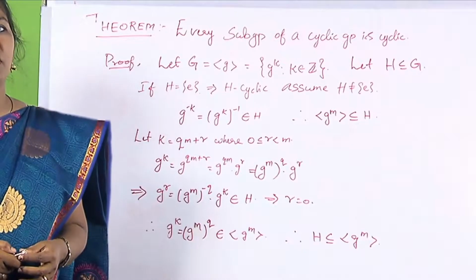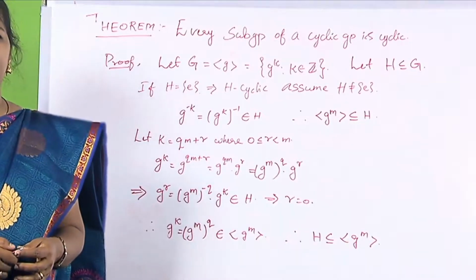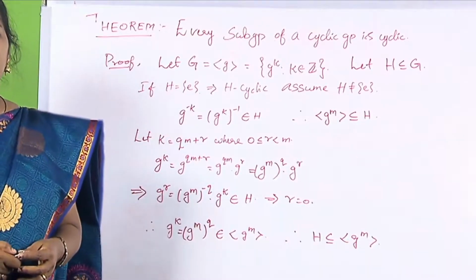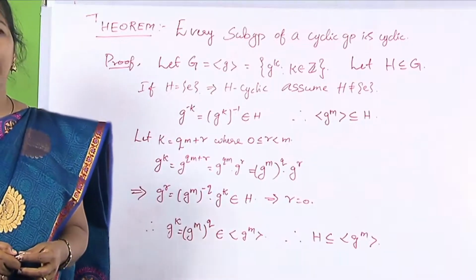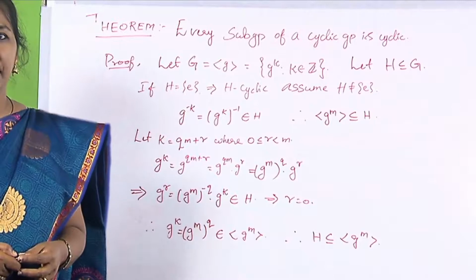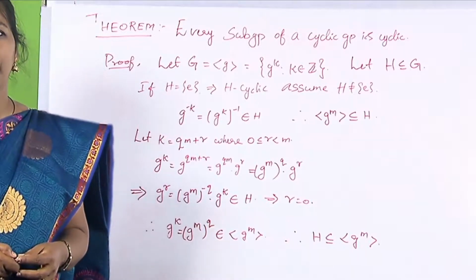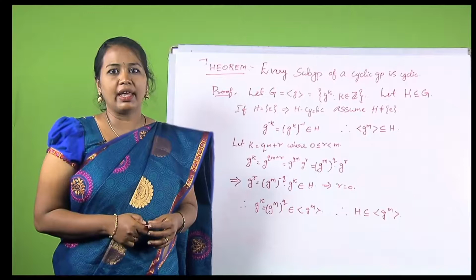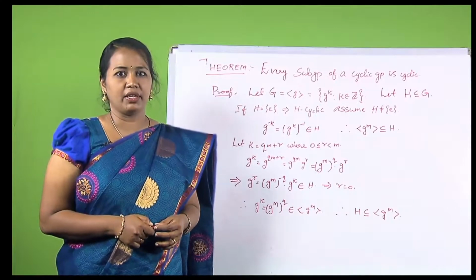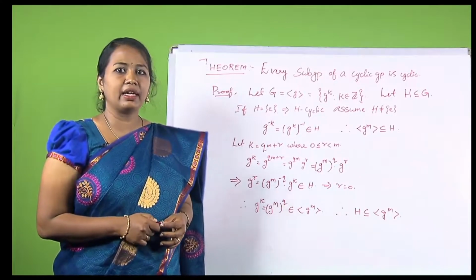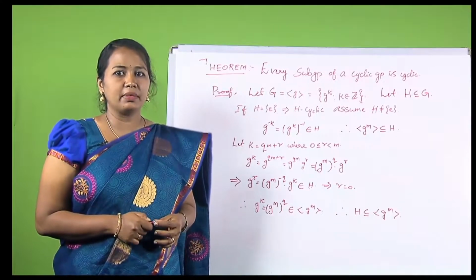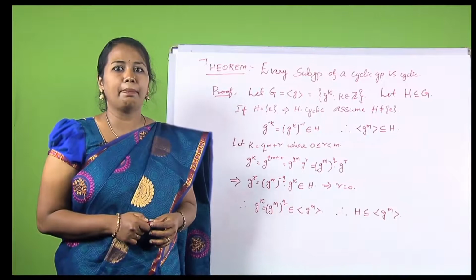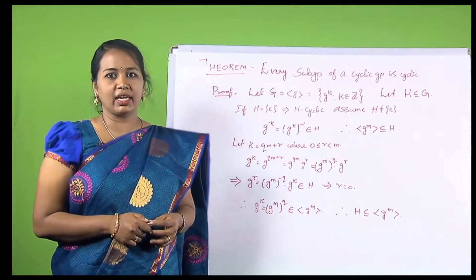So let m be the smallest positive integer such that g^m belongs to H, then certainly all powers of g^m are also in H, and therefore the group generated by g^m is a subset of H. We claim that this inclusion is an equality. To see this, let g^k be any element of H. Recall that all the elements of G and hence H are powers of g since G is cyclic.